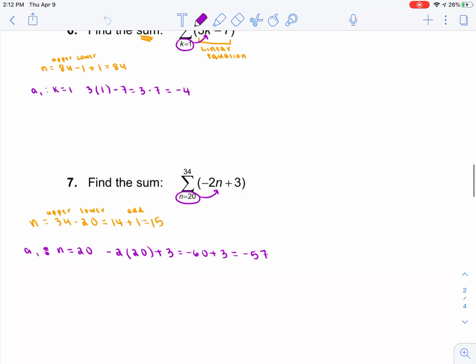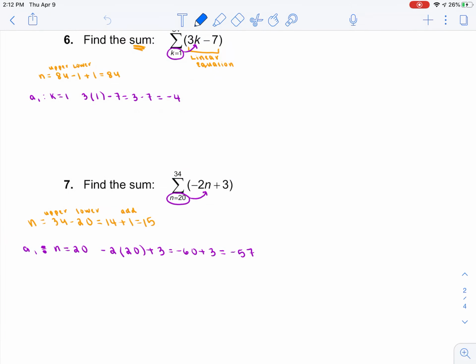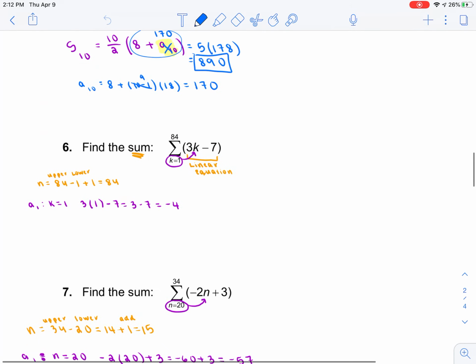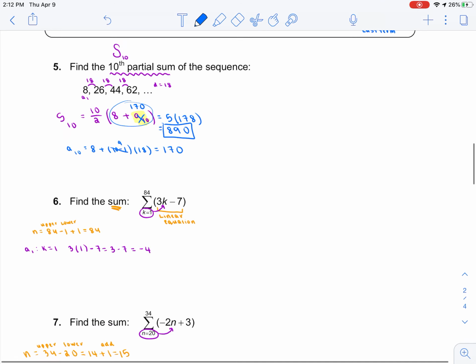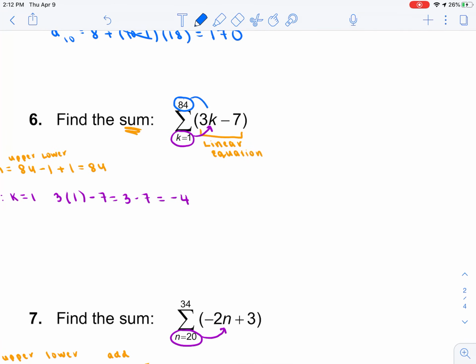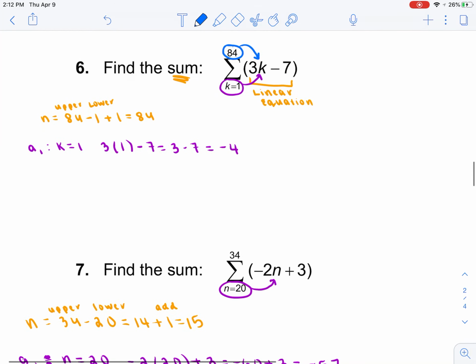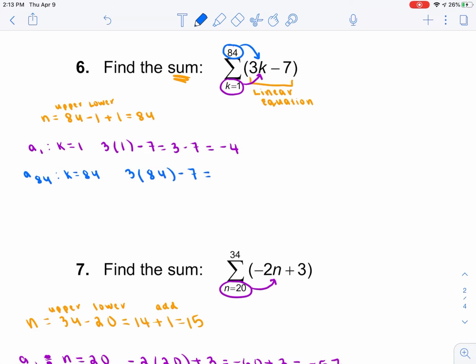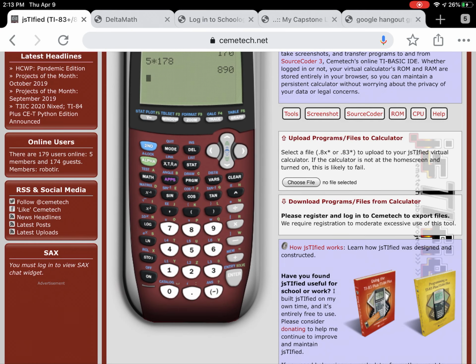All right, so going back, we found our first term. Now, to find your last term, remember, a sub n is the last term, the last term that you want to add for this specific series. The last term is when you sub in the top number to that formula. So to find my a sub 84, I'm going to sub in k equals 84. That means I'm going to do 3 times 84 minus 7 in order to get my last term. So 3 times 84 minus 7, I'm getting 245.